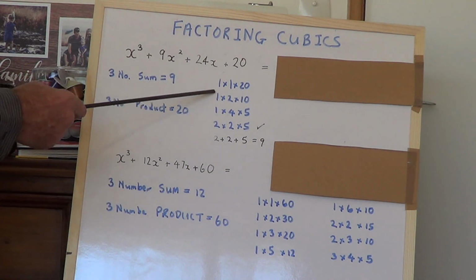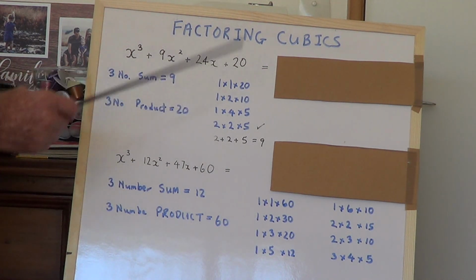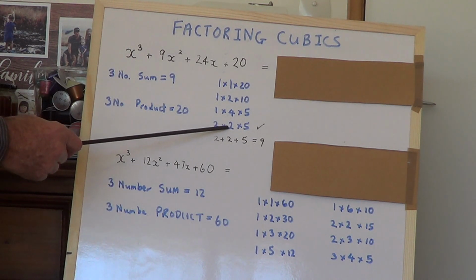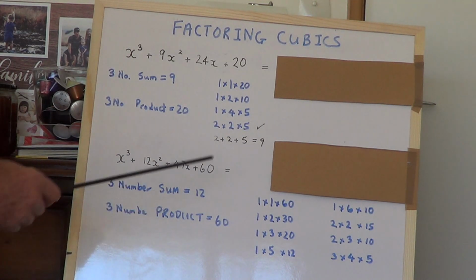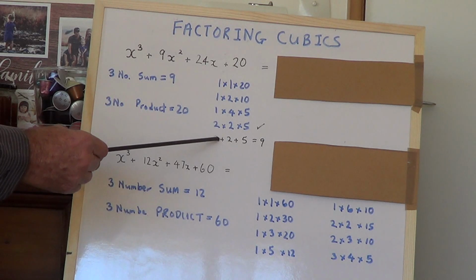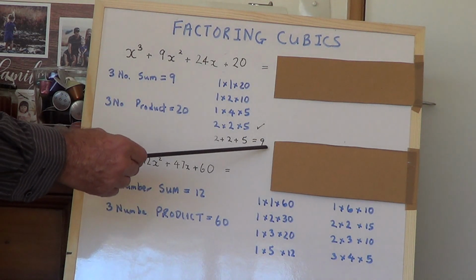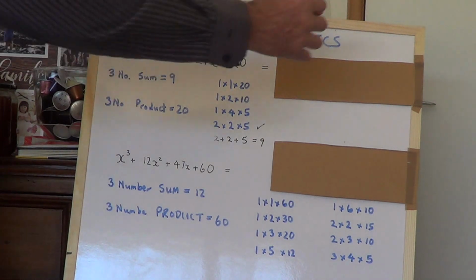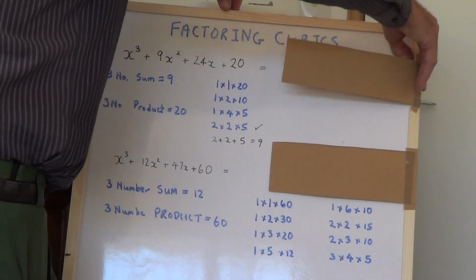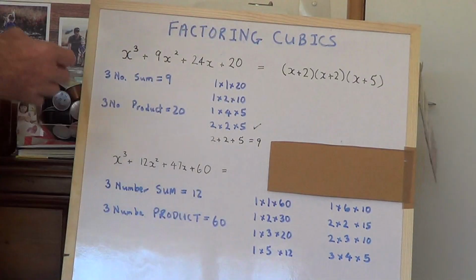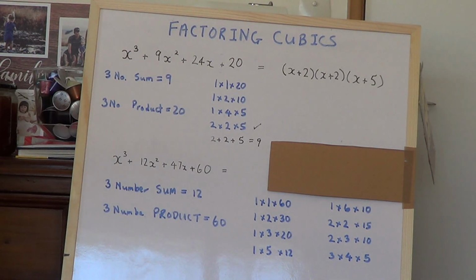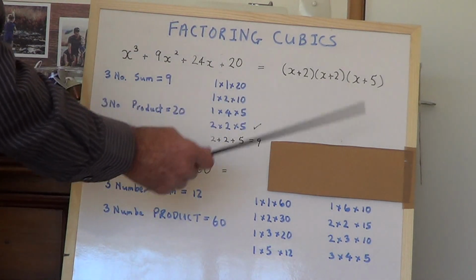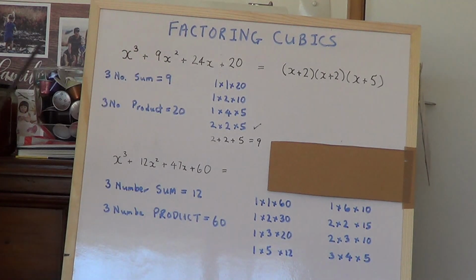And that one we deal with the ones. Now we try the 2 because that's even. It's 2 times 2 is 4 times 5 is 20, and when we add those up, 2 plus 2 is 4 plus 5 is 9. We've got a match. So we can now reveal the answer. And there's the answer. x plus 2 in the first bracket, x plus 2 in the second, and x plus 5 in the third.